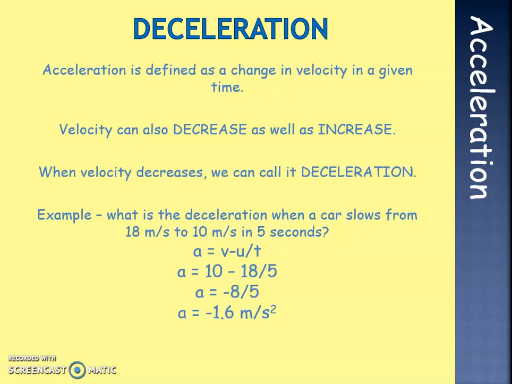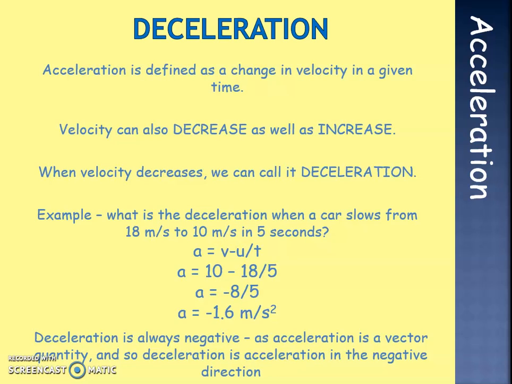It's accelerating in the other direction. It's not speeding it up, it's slowing it down. So if it's decelerating, we give our acceleration a minus figure. Deceleration is always negative because acceleration is a vector quantity. So deceleration is acceleration in the negative direction.